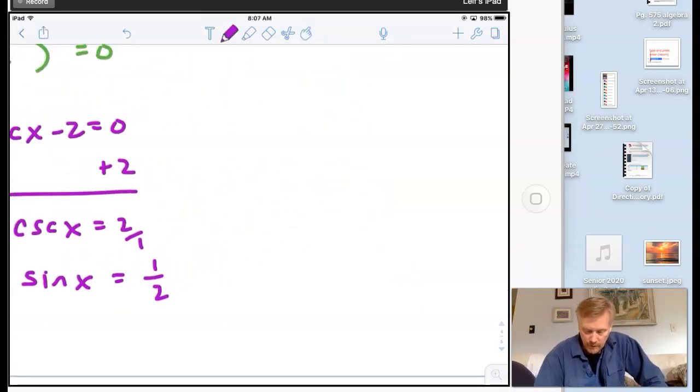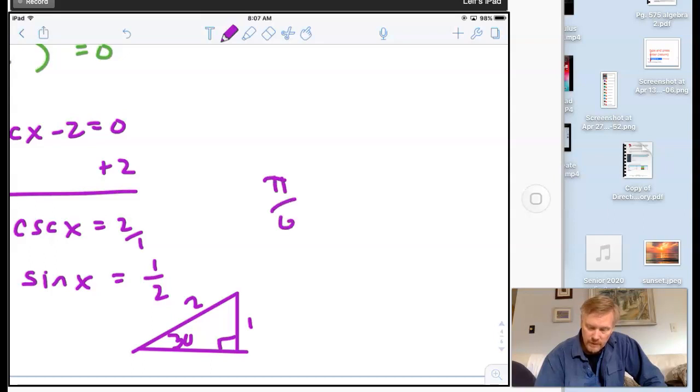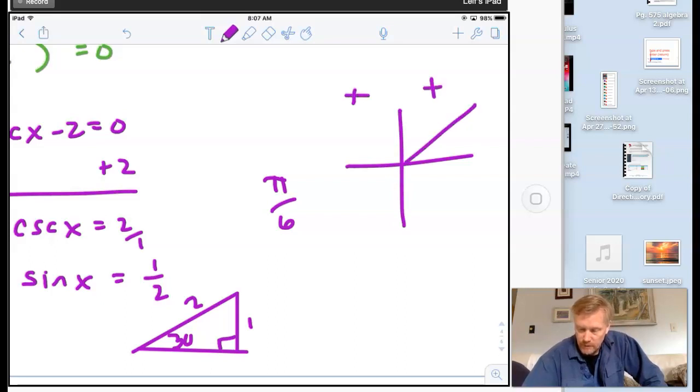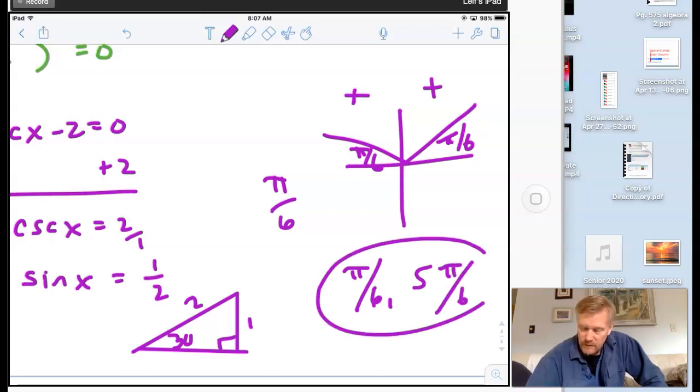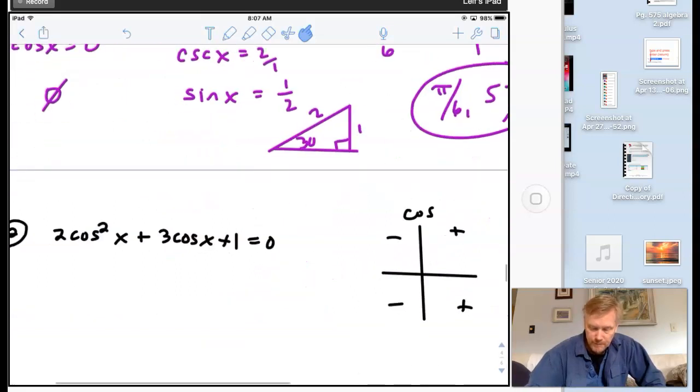If I do my triangle over again, the sine is opposite over hypotenuse, which means my reference angle is 30, which is pi over 6. The sine is positive in two quadrants, 1 and 2. So this is pi over 6, which means my two answers are pi over 6 and 5 pi over 6. Those are my answers. Next one.